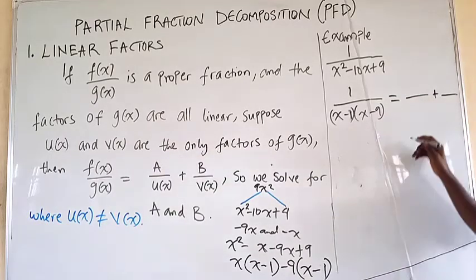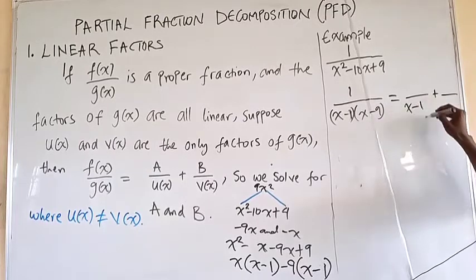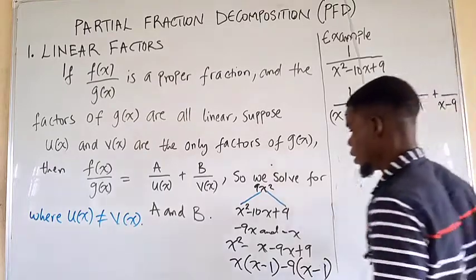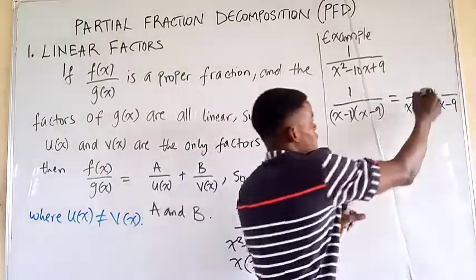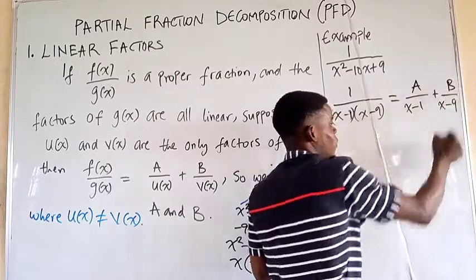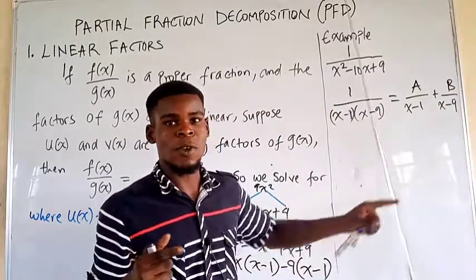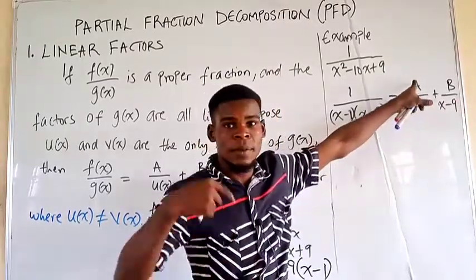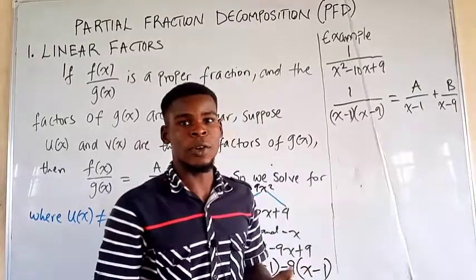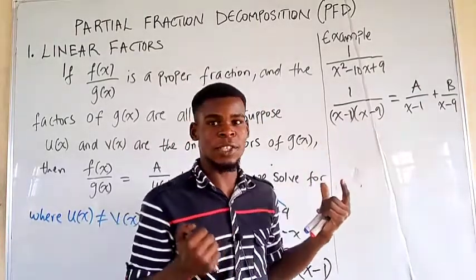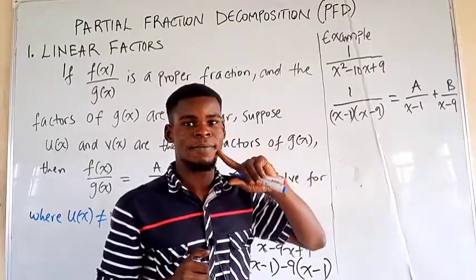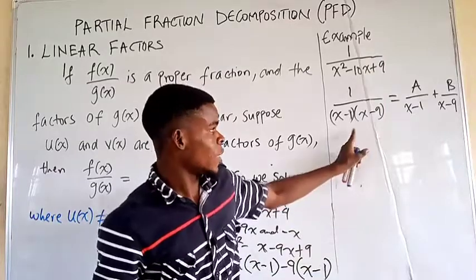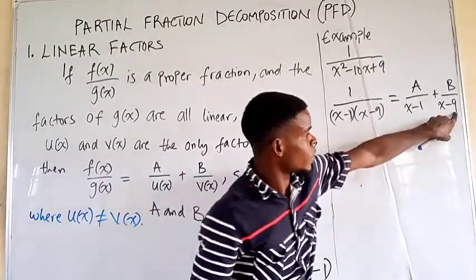Now look at that, okay? At the bottom here, I'm going to put down the first factor, x minus 1. And on the bottom here, I'm going to put down the second factor, x minus 9. Then on the top, we're going to write down a and b. We just put it alphabetically, right? Our aim is to solve for the value of a and the value of b, and when we substitute back into this, we're going to get the partial fraction decomposition of the original fraction. So these are the factors. We just write it this way. So factors are very important.